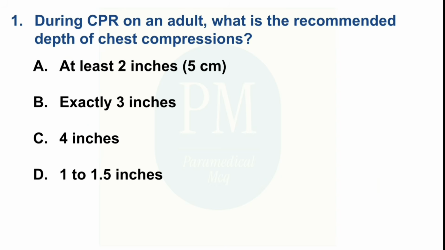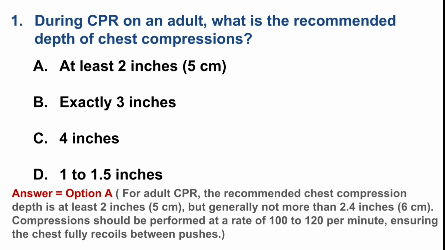During CPR on an adult, what is the recommended depth of chest compressions? Option A, at least 2 inches, 5 centimeter. Option B, exactly 3 inches. Option C, 4 inches. Option D, 1 to 1.5 inches. The correct option is option A, at least 2 inches, 5 centimeter.